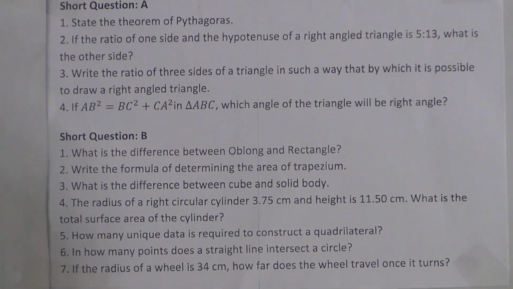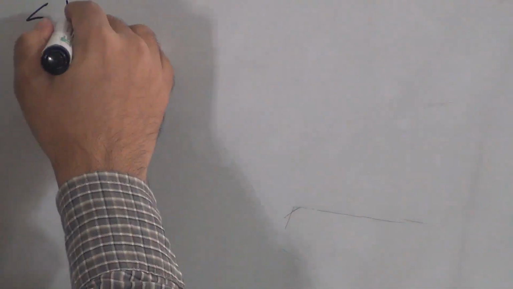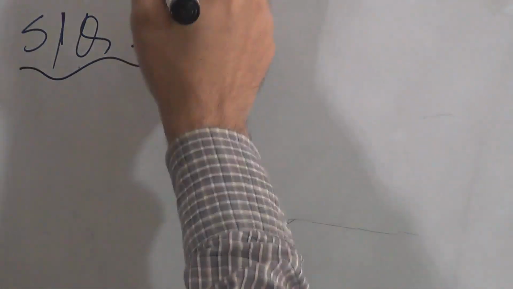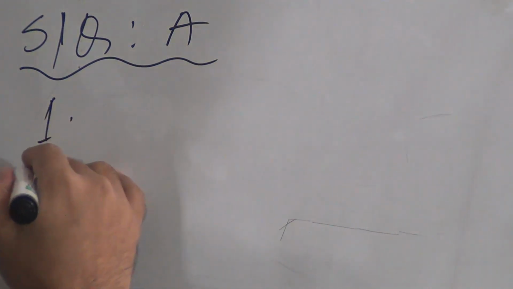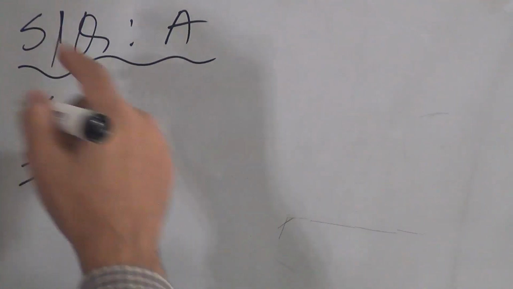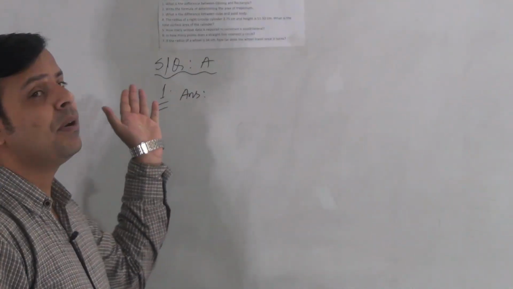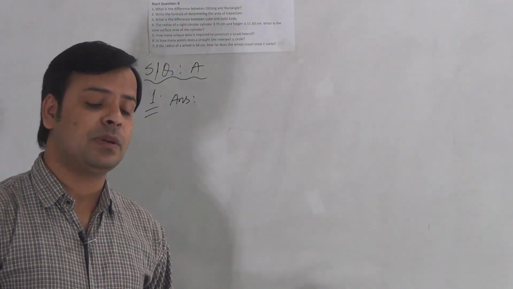Short question Part A. I am writing in short SQA. Short question Part A. First question. What is the answer of first question? State the theorem of Pythagoras. So we have to write the statement. What is the theorem of Pythagoras? Dear students, you know that what is the theorem of Pythagoras?